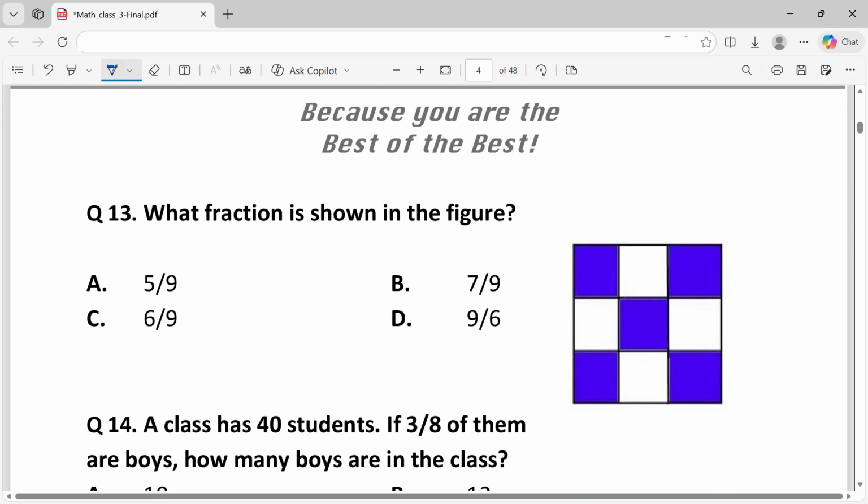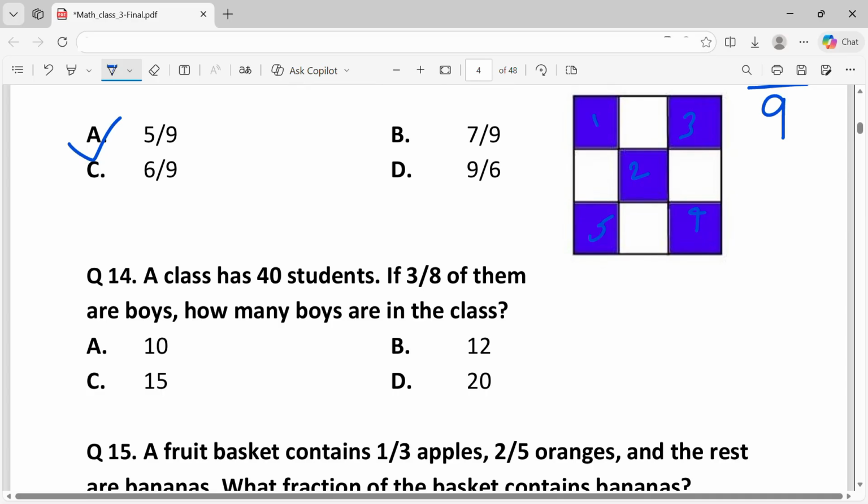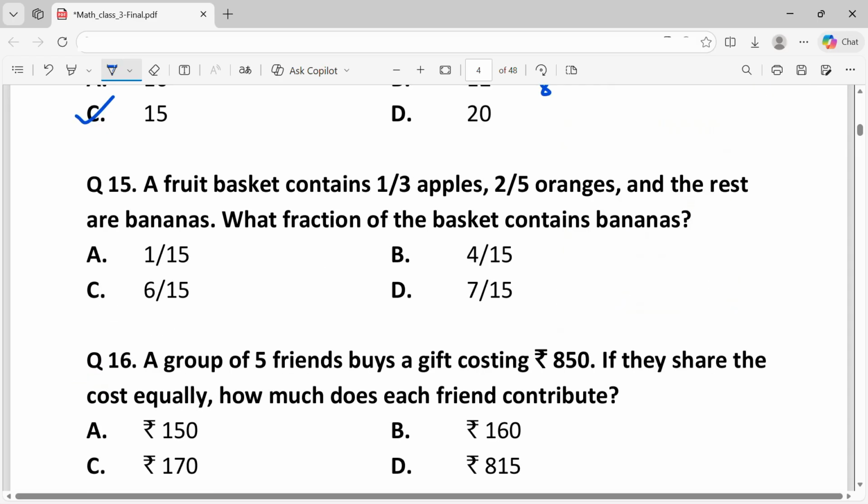Question 13. What fraction is shown in the figure? In the figure, we can see that there are 9 separate boxes. That is, the denominator is 9, with 1, 2, 3, 4 and 5 shaded. So that will be 5 upon 9, that is option A. Question 14. A class has 40 students. If 3/8 of them are boys, how many boys are there in the class? So the number of boys will be the fraction of boys into the total, which is equal to 15. That is option C.